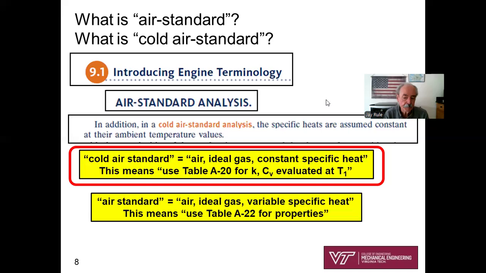Another reminder, for this solution, we're going to use the cold air standard model. We're going to go to table A20, and we're going to tabulate a single value for k and a single value for Cv at the inlet temperature at T1.